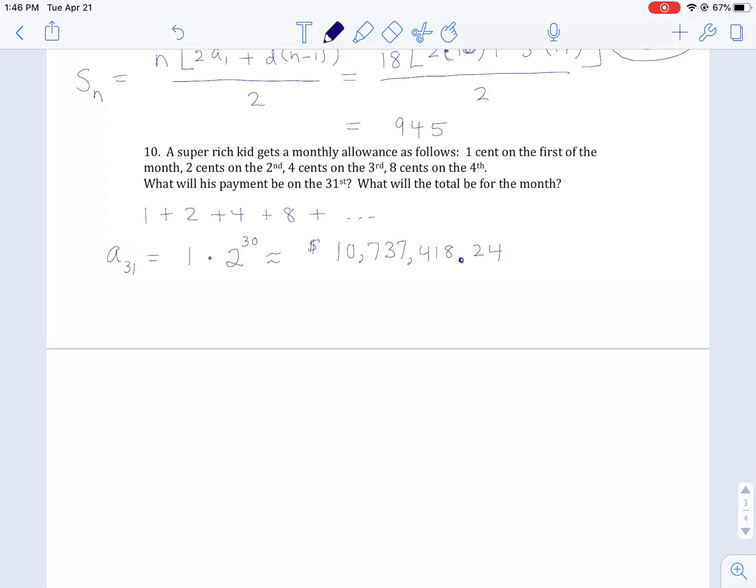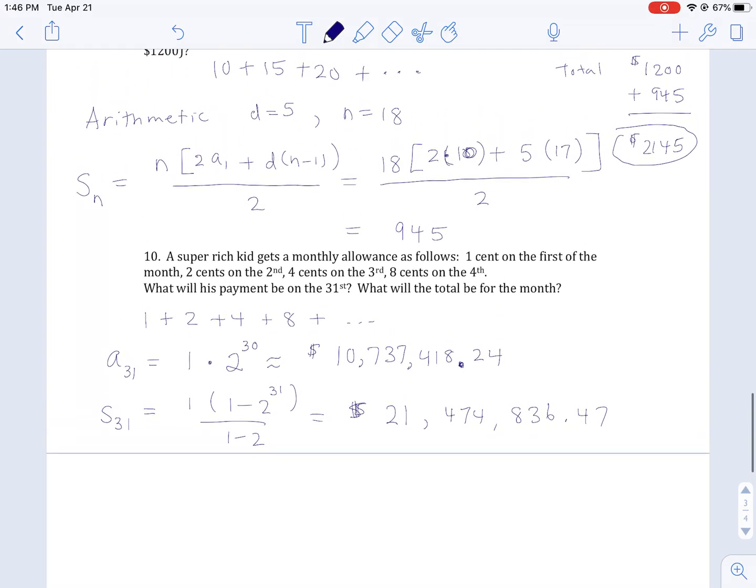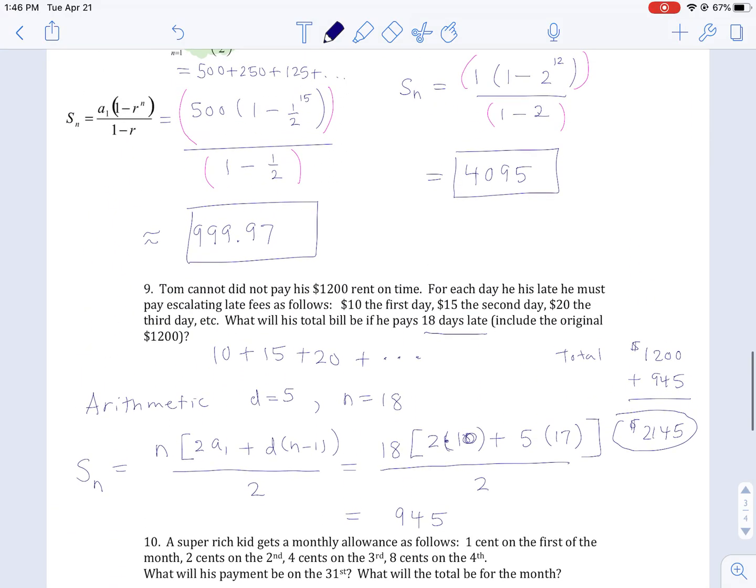Of course, if you wanted to add up the first 31 days, that's the sum. And that'll be even a bigger number. It's the first term times 1 minus the common ratio to the nth power over 1 minus r. And if you do that, it's over 21 million. Not a bad allowance if you can get it, right? There it is right there. Okay, so a couple examples of some geometric series.